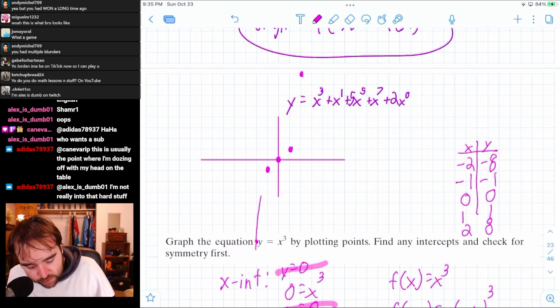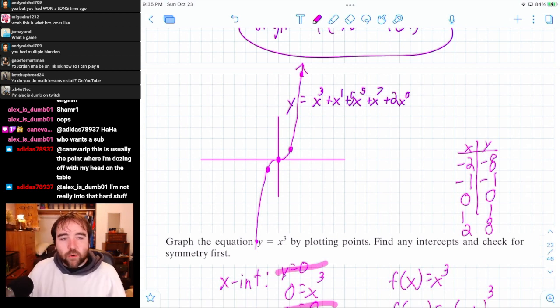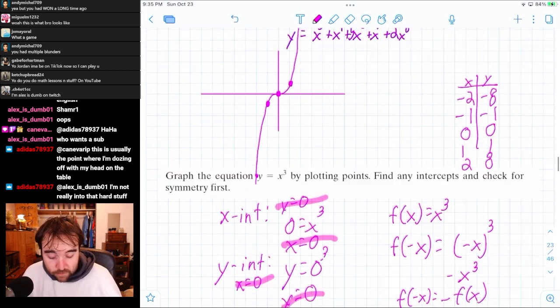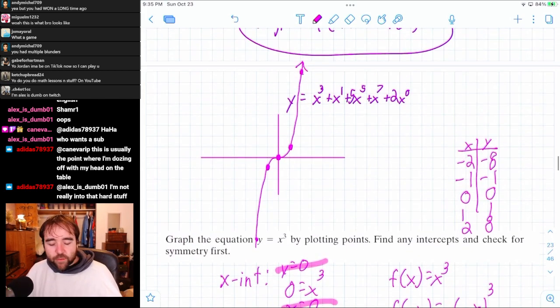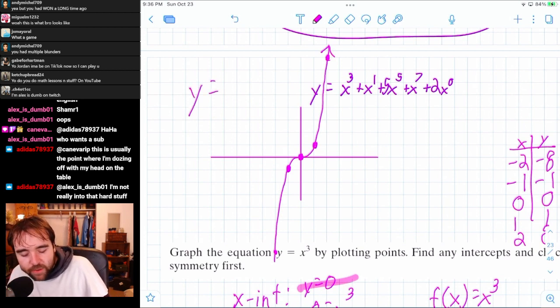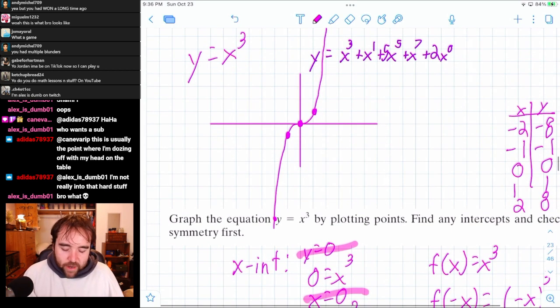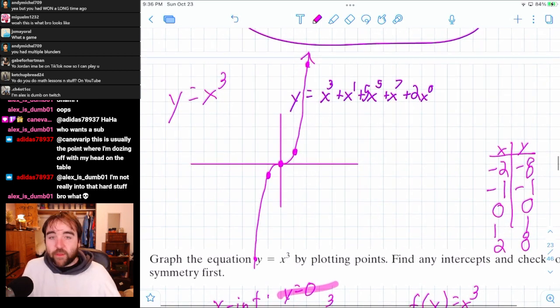We know it has origin symmetry, and we can see that it has origin symmetry. And we found the x and y intercepts, which is confirmed when we plug in the points. And so that's the graph. Now that we've graphed it, this is the graph of y equals x cubed. You've got to know what that looks like, just like you've got to know what y equals x squared looks like and what y equals x looks like. You've got to know what y equals x cubed looks like. And now that we've plotted points and we see it, that's what it looks like.